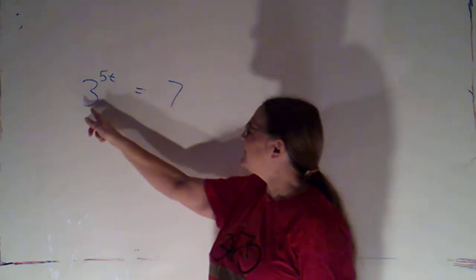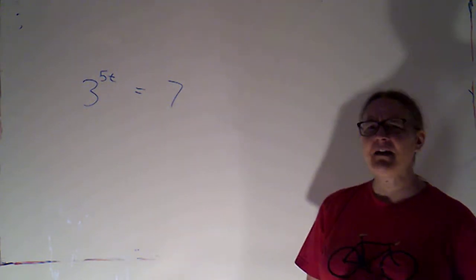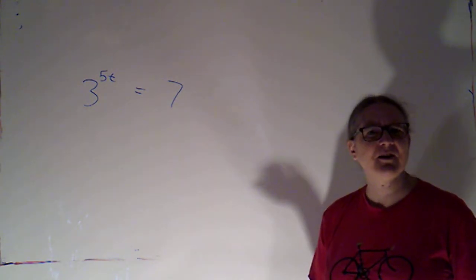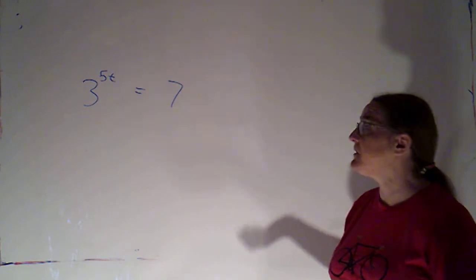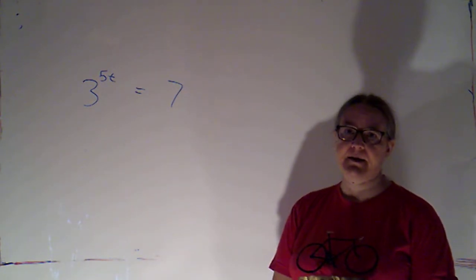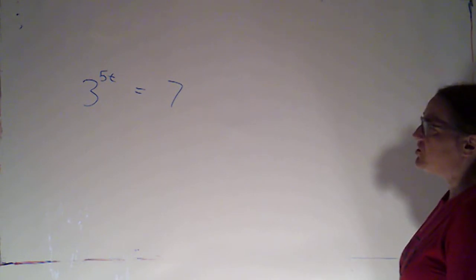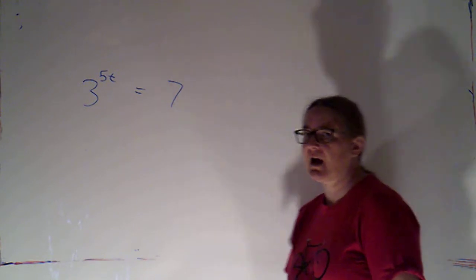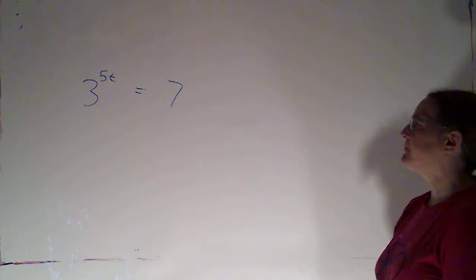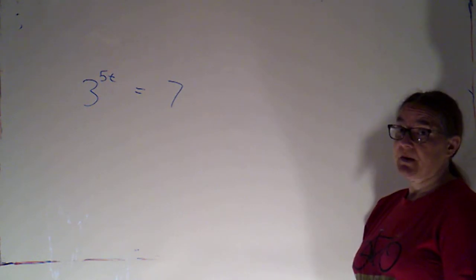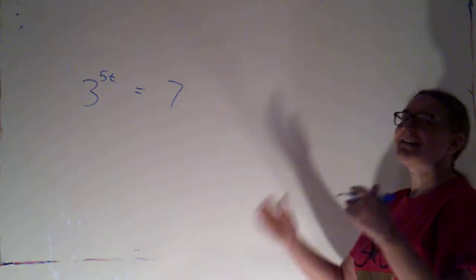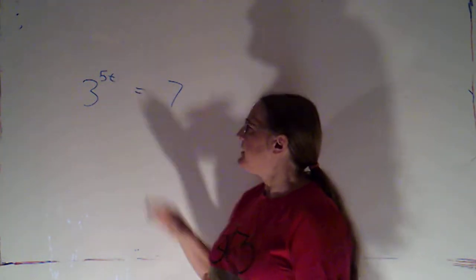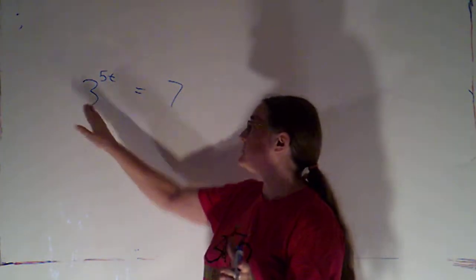And I don't see my two bases, my 3 and my 7, as particularly having anything in common. I don't see a nice common base that I could write them both as integer powers of the same thing. So here's a situation where I'm not going to be able to conveniently rewrite both sides in terms of the same base. So here's where I'm going to use logs. I'm going to use logs to undo exponents. So I want to solve for this exponent. Now, you might think I should use the log base 3.